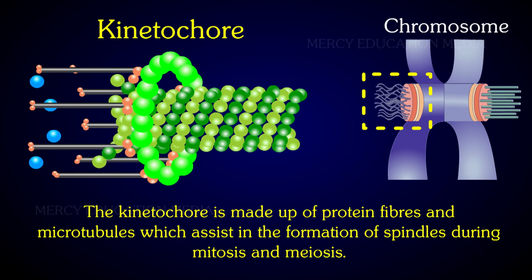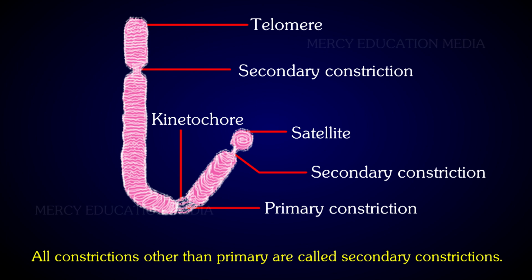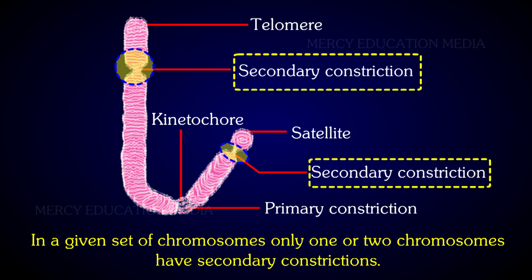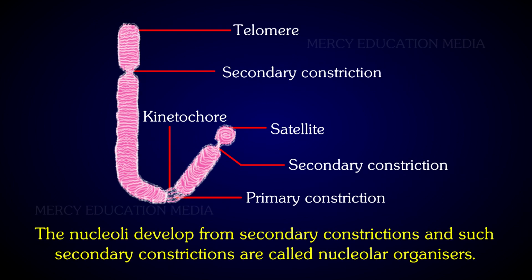The kinetochore is made up of protein fibers and microtubules which assist in the formation of spindles during mitosis and meiosis. All constrictions other than primary are called secondary constrictions. In a given set of chromosomes, only one or two chromosomes have secondary constrictions. The nucleoli develop from secondary constrictions, and such secondary constrictions are called as nucleolar organizers.